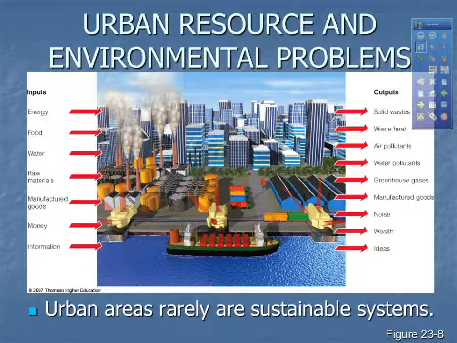Okay, so you see this is an interesting graphic. It kind of shows you all the inputs that have to go into a city, and then what the bad outputs are out of that city. So it's showing you that it's really not a sustainable system. It can't maintain itself. It doesn't have the resources to sustain itself. You have to get all of this stuff in, and you're not putting anything useful out.